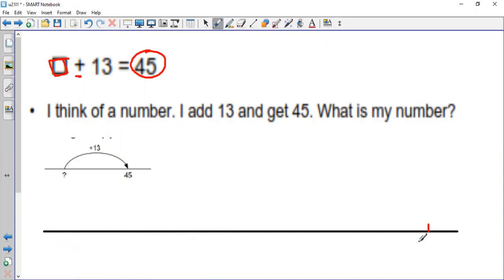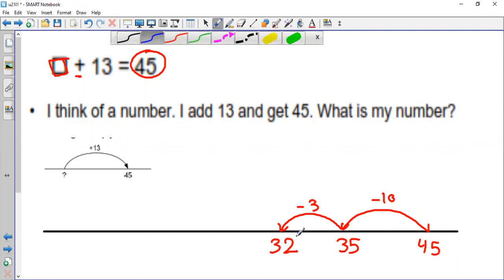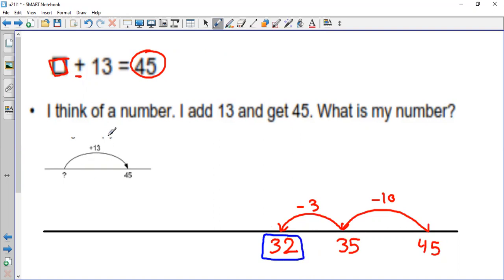How can I reverse the action? I will start from 45 and I will go back 13 steps. I can go back 10, then I go back 3 to make it easier for me to solve this equality. 45 go back 10 will be 35. 35 take away 3 will be 32. So the missing number here is 32.